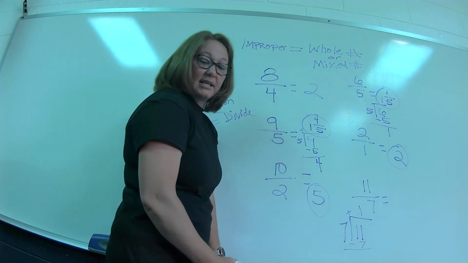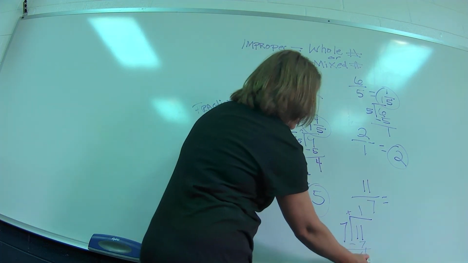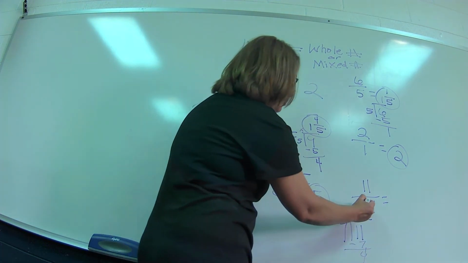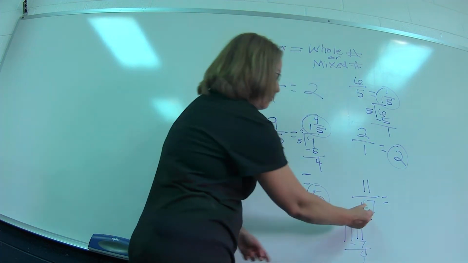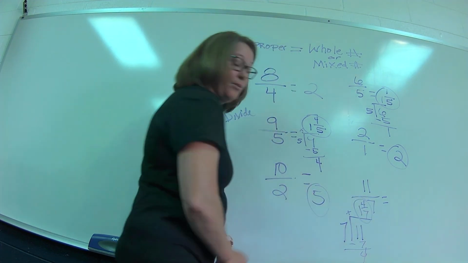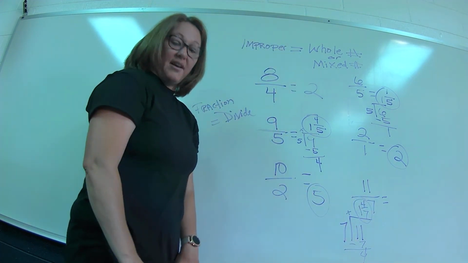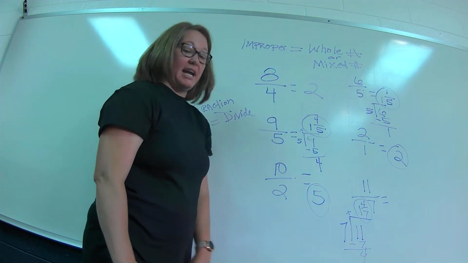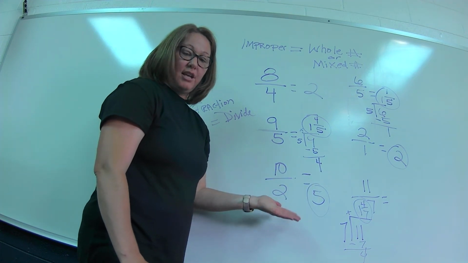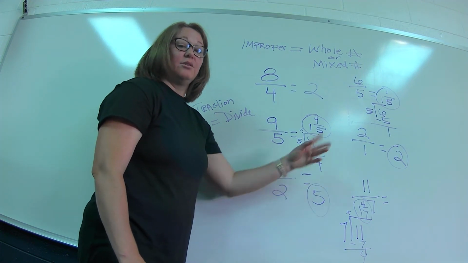Now I subtract. 11 minus 7 is 4. Take the remainder, make it your numerator. Take your divisor, make it your denominator. You get 1 4/7. Now we're going to take our mixed numbers and put them back to improper fractions.